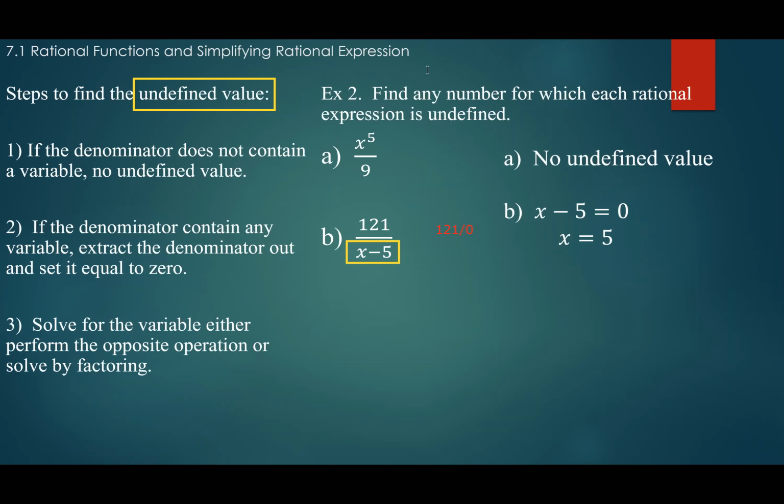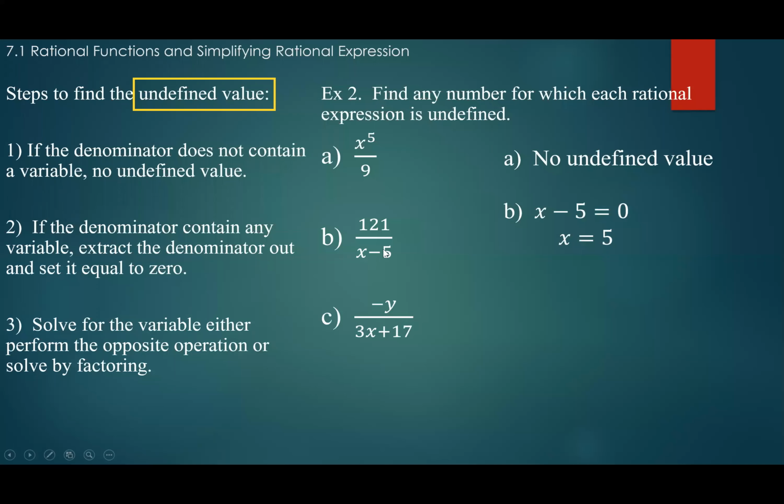Okay, so the idea here is if we have an expression, how can you identify the undefined value? If there's no variable in the denominator, there's no undefined value. If there's a variable in the denominator, all you do is take that denominator and set it equal to 0.